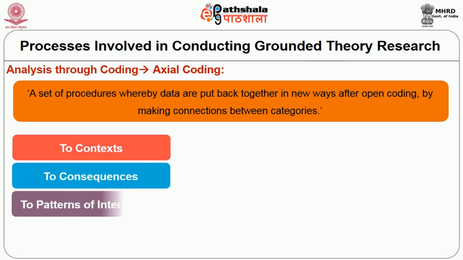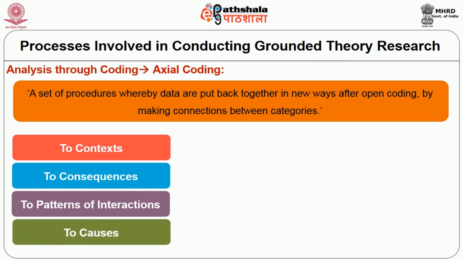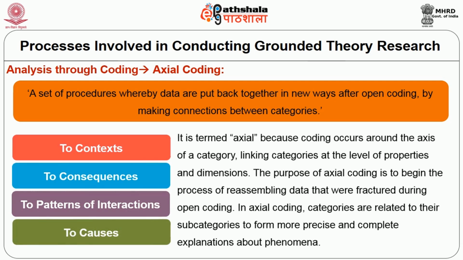This is done by linking codes to contexts, to consequences, to patterns of interactions, and to causes. It is termed axial because coding occurs around the axis of a category, linking categories at the level of properties and dimensions. The purpose of axial coding is to begin the process of reassembling data that were fractured during open coding. In axial coding, categories are related to other subcategories to form more precise and complete explanations about phenomena.